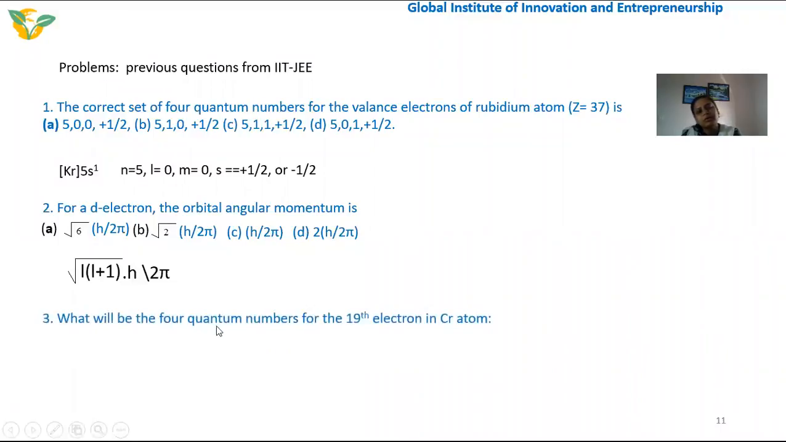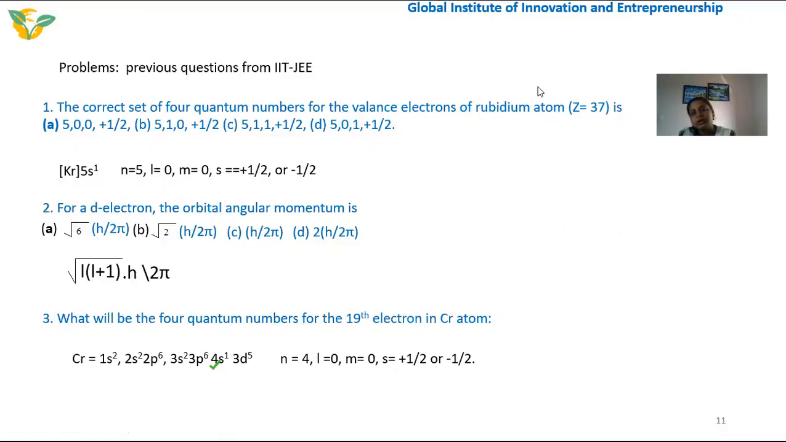The third one is about the 4 quantum numbers for the 19th electron in the chromium atom, and here the electronic configuration is 1s2, 2s2, 2p6, 3s2, 3p6, 4s1 and 3d5. So the valence, the 19th electron, is in the 4s orbital. For the 4s orbital, the principal quantum number is 4. For an s orbital, the azimuthal quantum number is 0. So for L equal to 0, the corresponding m equals 0, and the possible spin values are plus half or minus half.